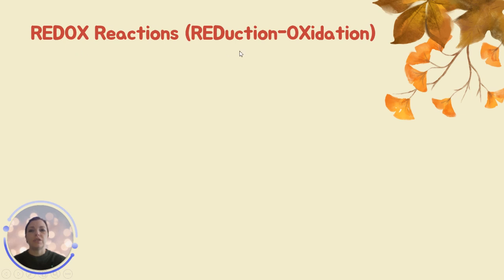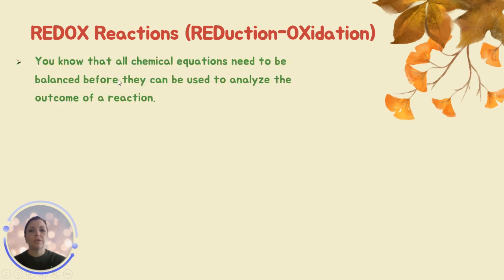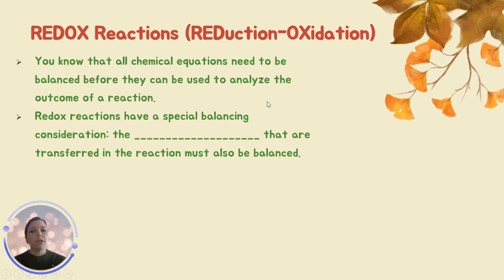So redox reactions, first of all, that stands for reduction and oxidation. You know that all chemical equations need to be balanced before they can be used to analyze the outcome of a reaction. But redox reactions have a special balancing consideration because the number of electrons that are transferred in the reaction must also be balanced.